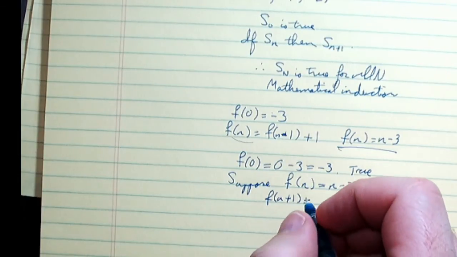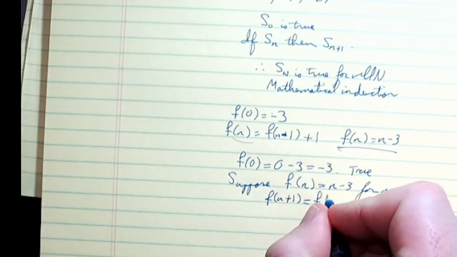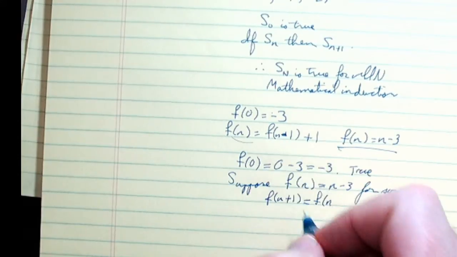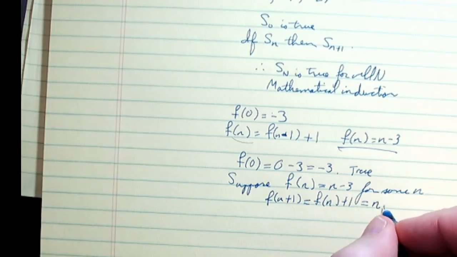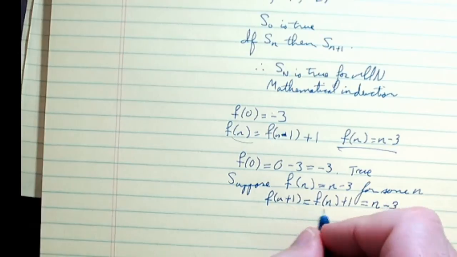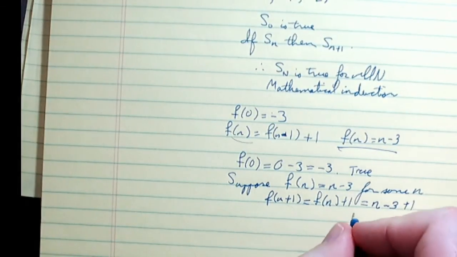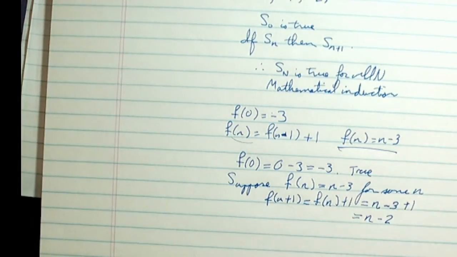Well, that should be equal to, according to this formula, f of n plus 1, one less. So this is going to be equal to n minus 3, because for f of n we know that this is true, plus 1, so this is equal to n minus 2. But that's exactly what this formula would have predicted.